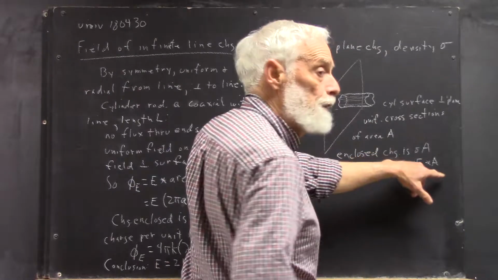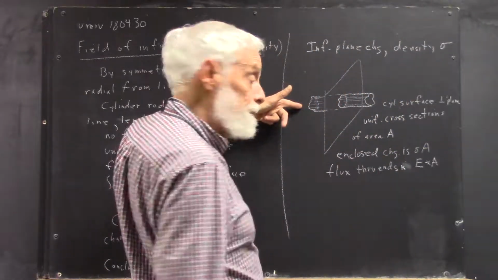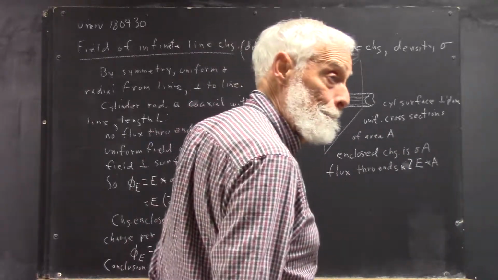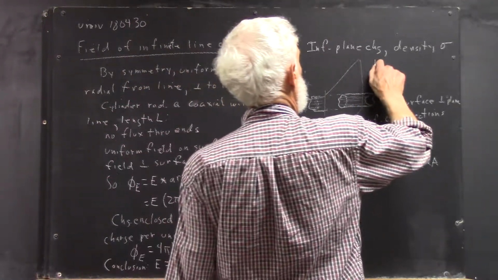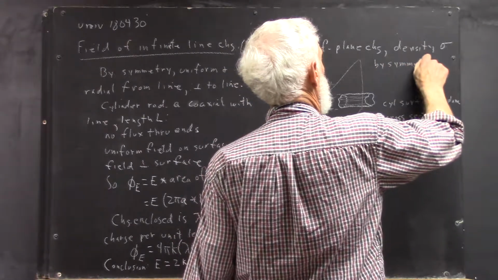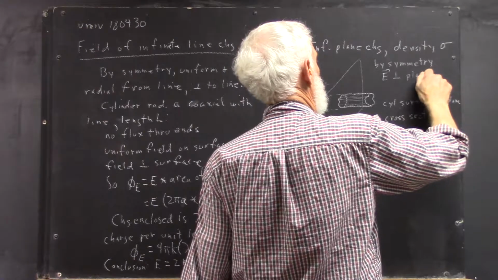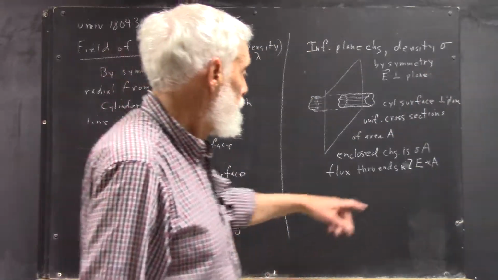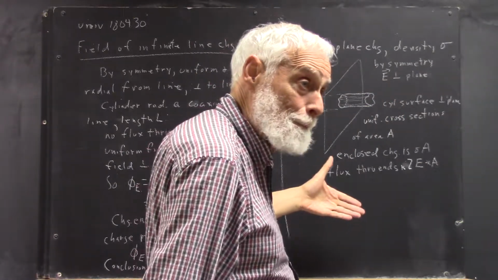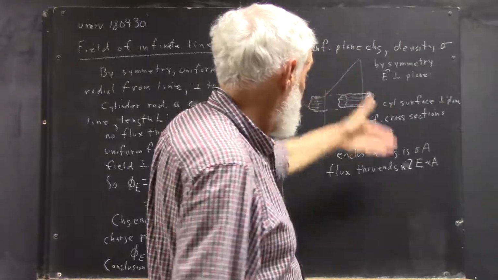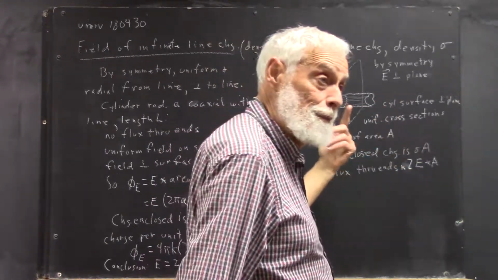Flux through either end is E times A. By symmetry, you have equal flux through here and here. So it's 2E times A. Now, the symmetry argument depends on this being an infinite plane. So by symmetry, E is perpendicular to the plane at any point. And you need this because if E is perpendicular to the plane, the cross sections are parallel to the plane, right? Then E is perpendicular to the cross sections. In particular, E is perpendicular to the ends. And you just get to multiply E times A at each end, right?